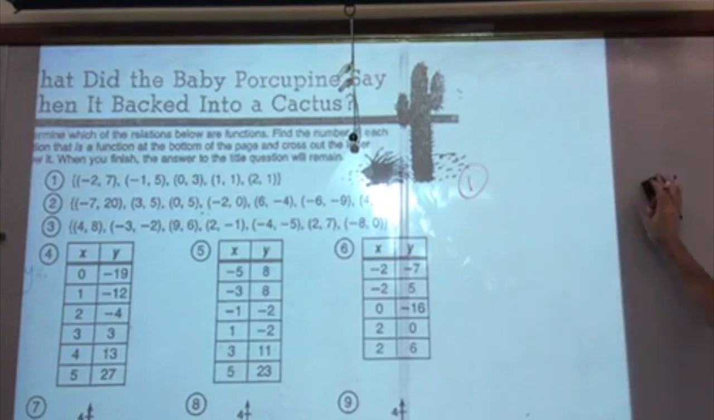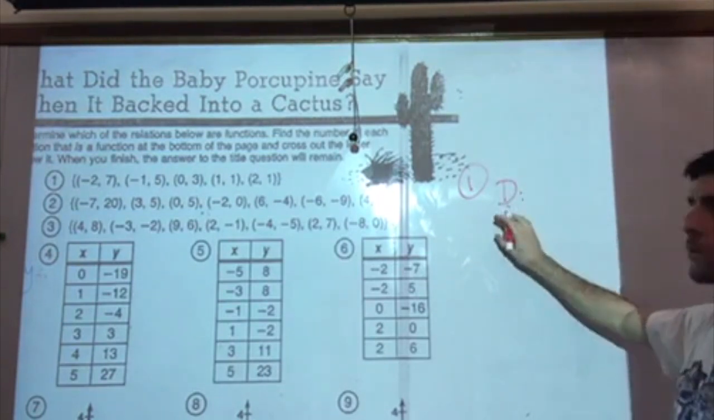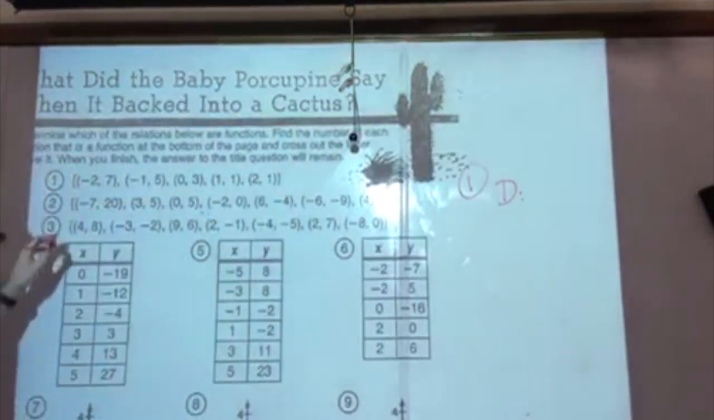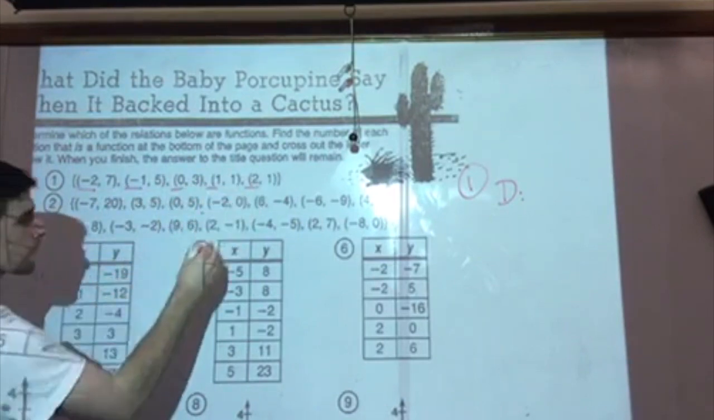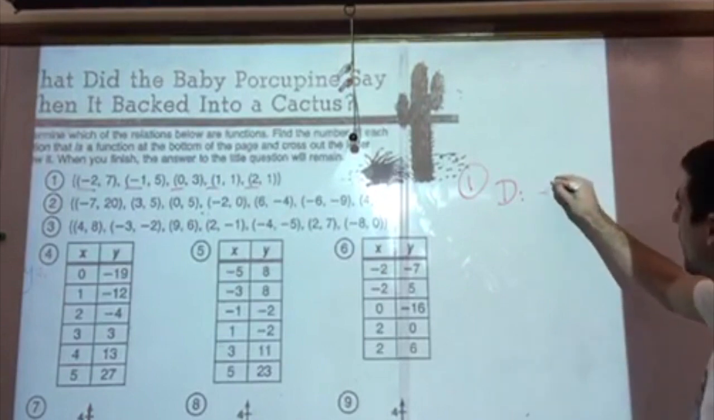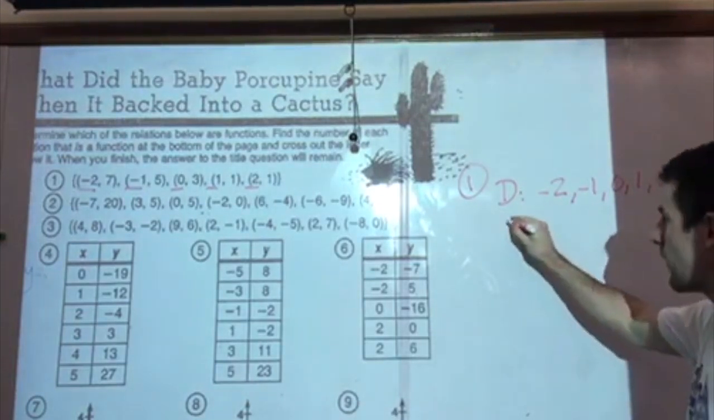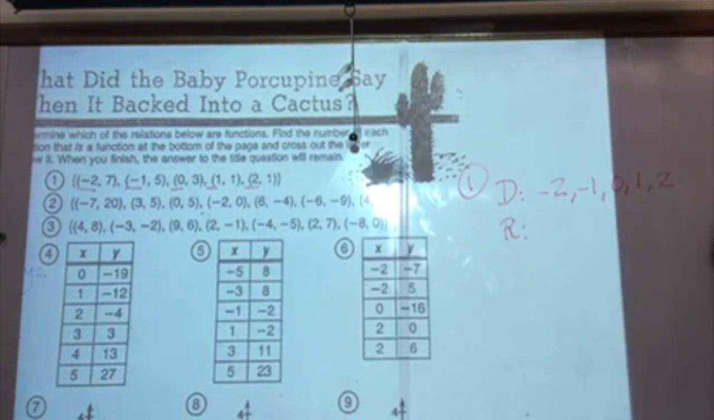So looking at number 1 right here, if I want to figure out what's the domain, which I'll just label D with the colon next to it, I'm really just trying to look at what are all the x values in this function. So here are all my x values. So I could say the domain is the values of -2, -1, 0, 1, and 2. That's really all the domain is. It's just all of the possible x values in the function. And because that's all the information I have, here's the domain right here.